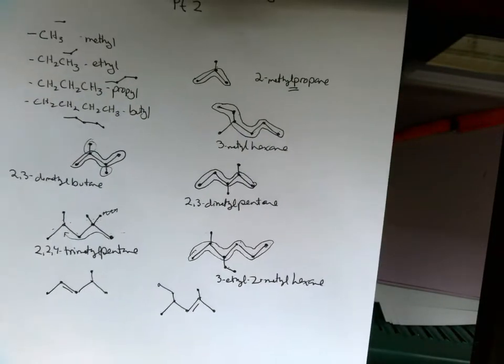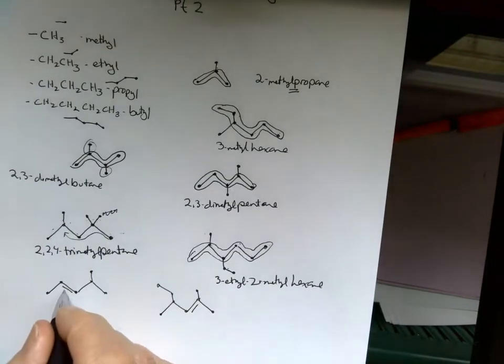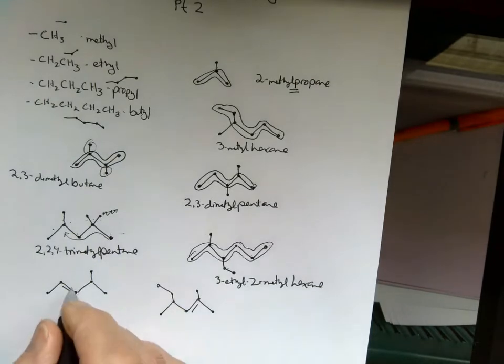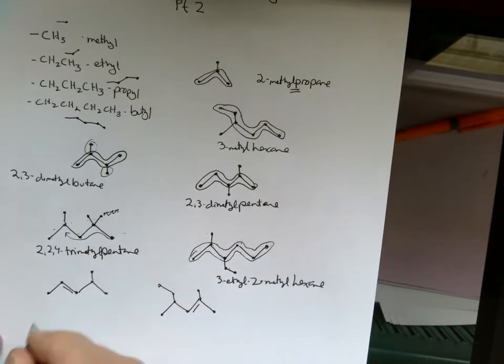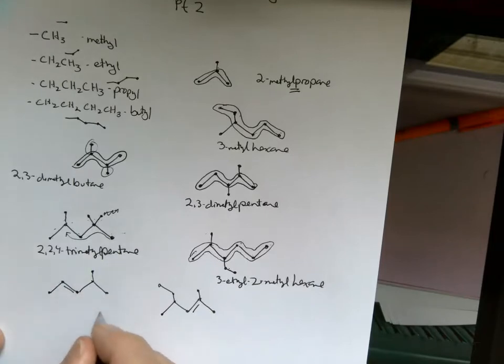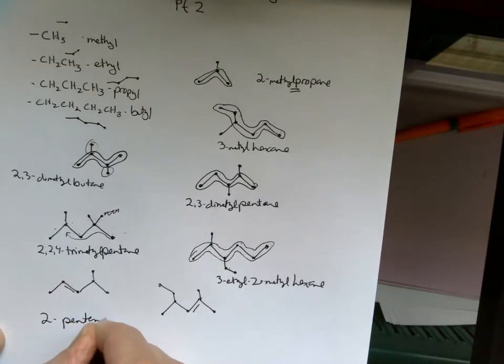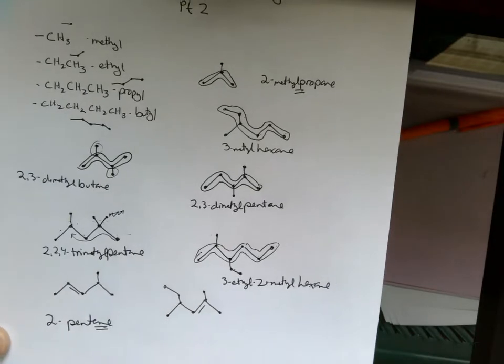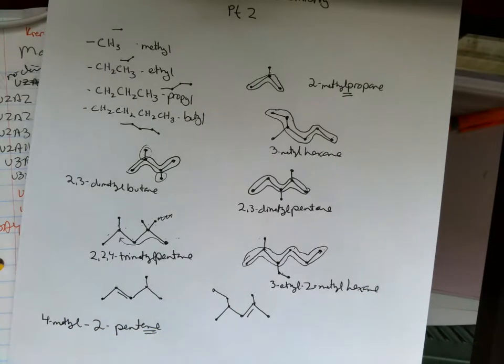Sometimes you can take double bonds and groups and mix them together. Double bond gets priority for numbering. So if you get a double bond and methyl in there, double bond gets priority. 1, 2, 3, 4, 5. What do I mean by that? We start counting from this side. So it's 2 pentene because the double bond's on the second carbon, and on the fourth carbon we have a methyl.